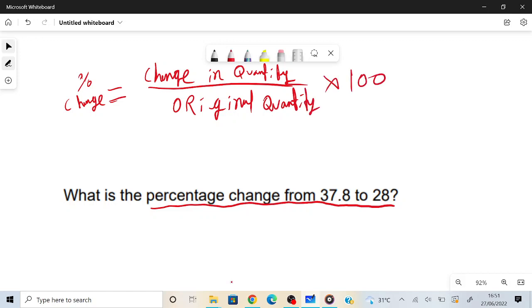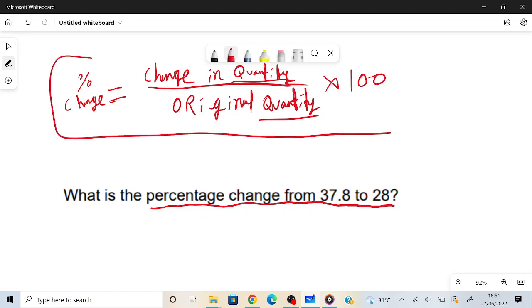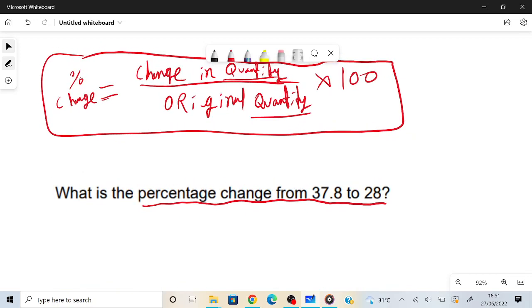Now please note that when I am saying quantity, I don't necessarily mean in terms of liters or whatever, just the value. You could say change in value, change in number over the original number. And this is a formula that you need to memorize or store in your brain, because it is very handy. Now it says, what is the percentage change from 37.8 to 28?